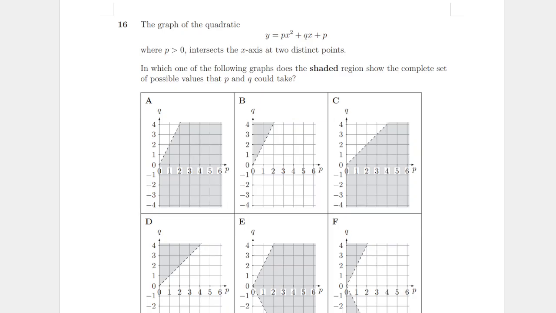Okay, well, let's have a look then. So, what am I interested in? Two distinct points, two real roots. When we talk about the number of roots, we always think about the discriminant, right? So the discriminant is greater than 0. Two distinct points. So, b squared minus 4ac, off we go. b squared minus 4ac, that's just p squared, is greater than 0. Okay, so what does that mean?